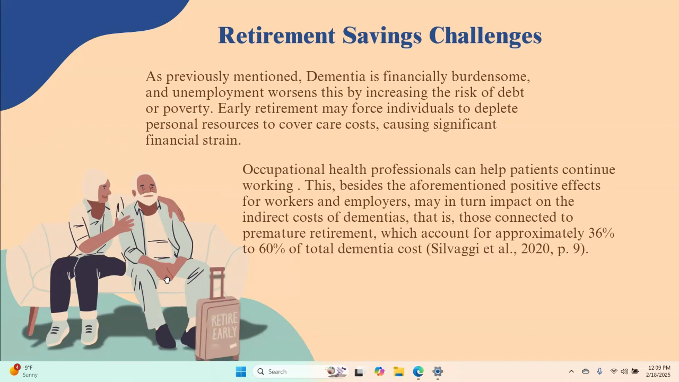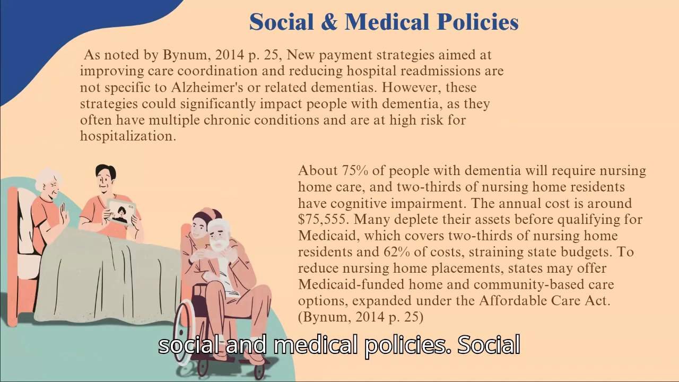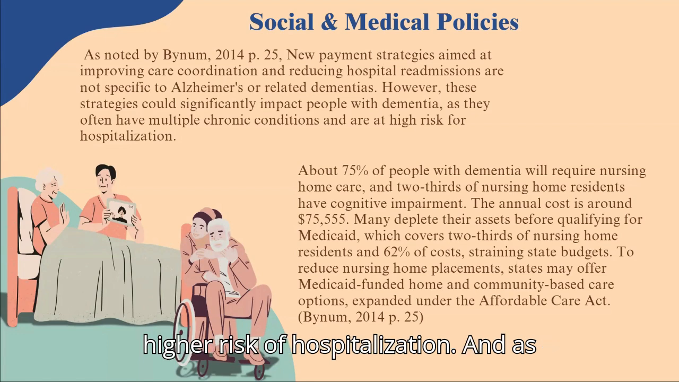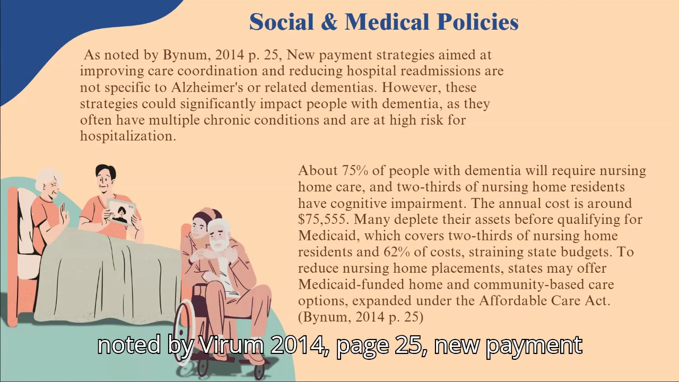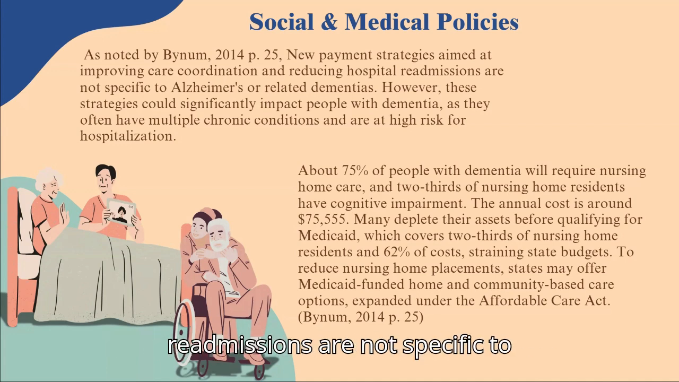Next, we'll be talking about the social and medical policies. Social policies affect people with dementia differently from other older adults due to their multiple chronic conditions and higher risk of hospitalization. And as noted by Byram 2014, page 25, new payment strategies aimed at improving care coordination and reducing hospital readmissions are not specific to Alzheimer's or related dementias.